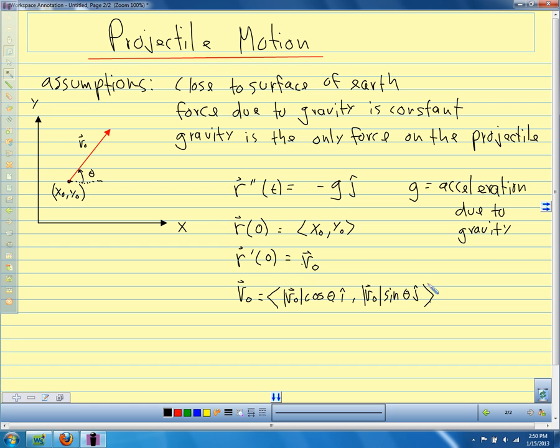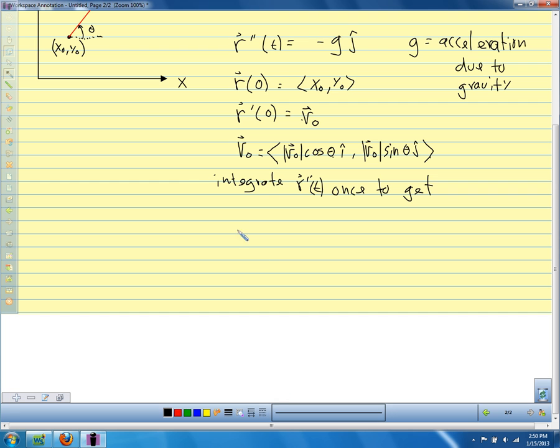So we're going to integrate once. We're going to start with our double prime, and we're going to do one integration, and we get that r prime is minus gt j plus, and we have a constant of integration, and our constant of integration is a vector, plus c1.